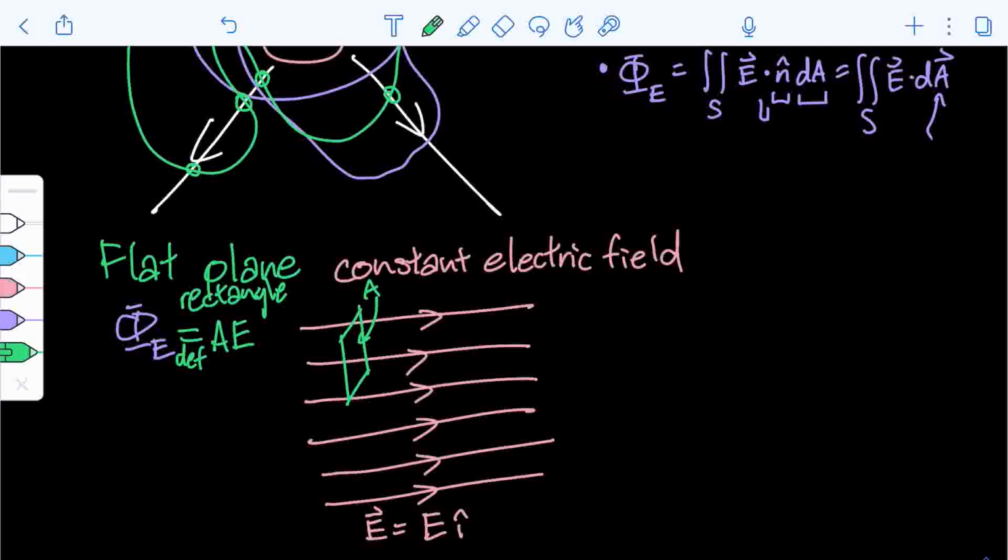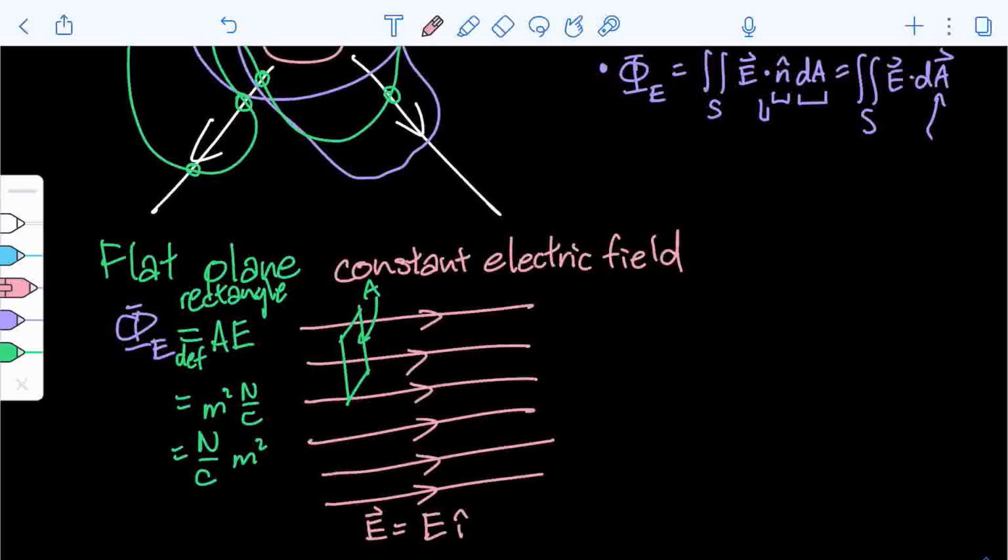Next, we can see that the units of electric flux are going to be the units of area, which is meters squared, times the units of electric field, which is newtons per coulomb. So, the units of electric flux are newtons per coulomb times meters squared. Okay.